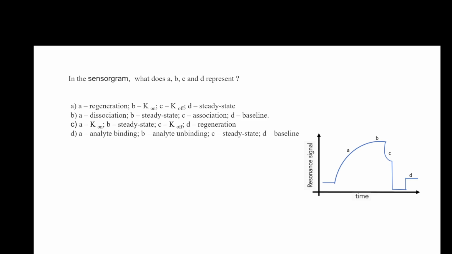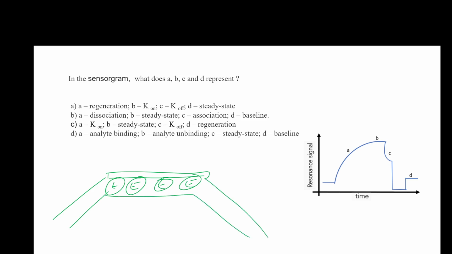This is an image of a sensorgram. A sensorgram is obtained using a technique which is surface plasmon resonance, SPR. So in SPR, what happens? You have a gold plated sheet to which the enzyme is attached. Then you have a liquid flow chamber. There you flow the liquid and along with that you give the substrate also.